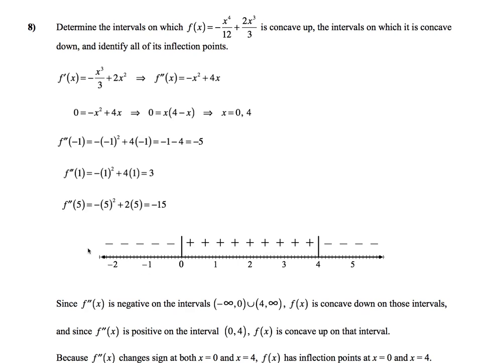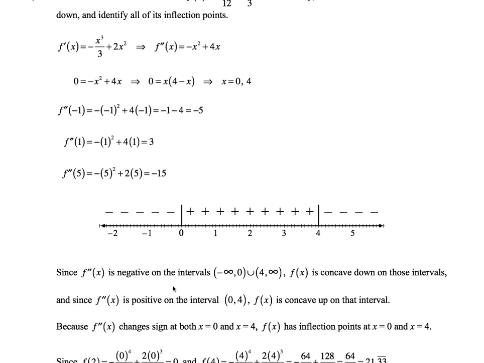So from negative infinity to 0, and 4 to infinity, not including, that's what these curved parentheses mean, not including 0, not including 4, because the second derivative is 0 there, the function is concave down. So the function is concave down from negative infinity to 0, and from 4 to positive infinity. Then, because the second derivative is positive on the interval 0 to 4, the function is concave up on that interval.